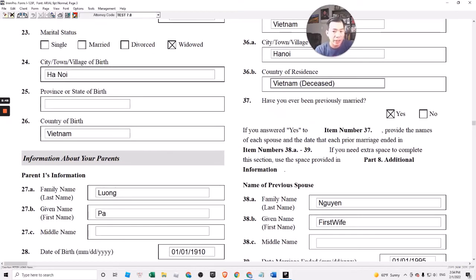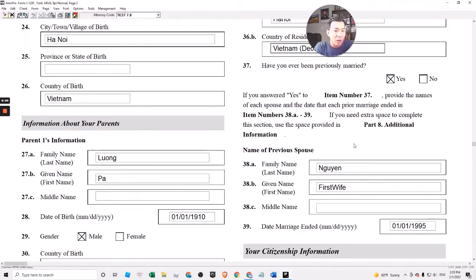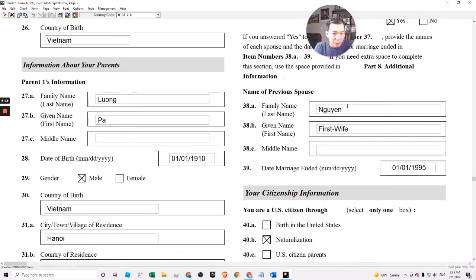Next question, question 37. Have you ever been married? Yes or no? This information has to be declared. If you've been married before, you say yes. So let's say I put yes here, and you have to provide the information of your previous spouse. If you have more than one, you provide everything. If you have not been married before, just no. If yes, you put the name of that previous spouse and the date the marriage ended, January 1st, 1995.